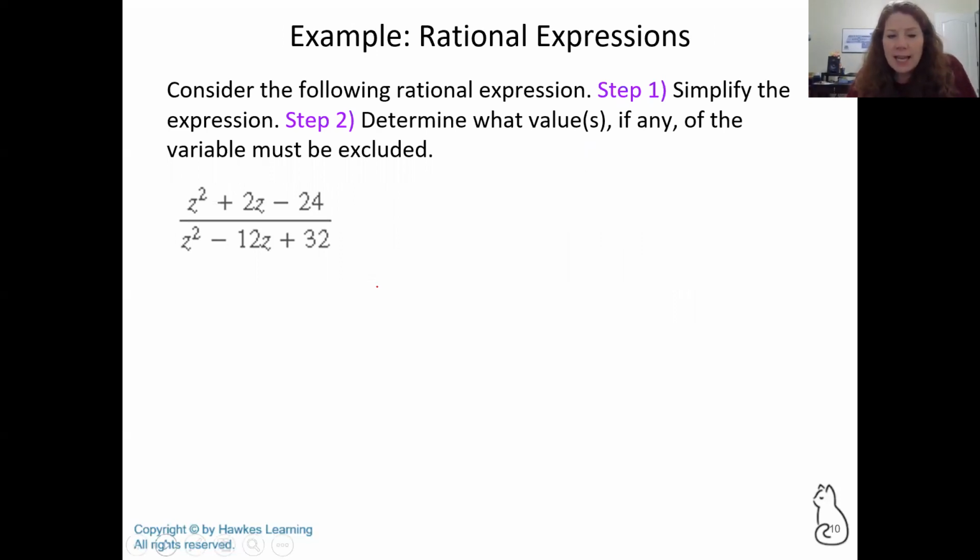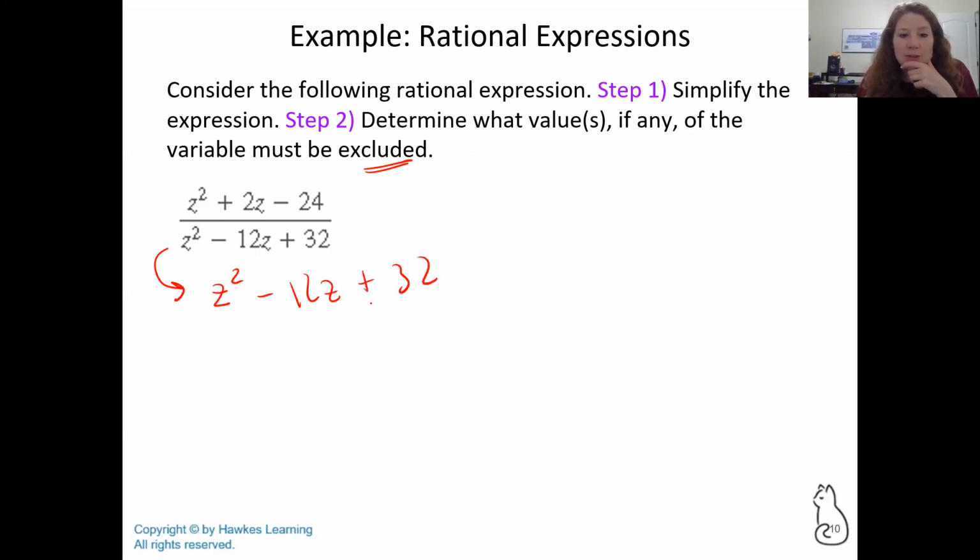So let's see what the directions say. It says step 1, simplify the expression. Step 2, determine what values of the variable must be excluded. That simply means what the restrictions are. So I like to start with the restrictions. So I'm going to look at just the denominator. And I want to think of two numbers that multiply to give me 32 and add to give me 12.